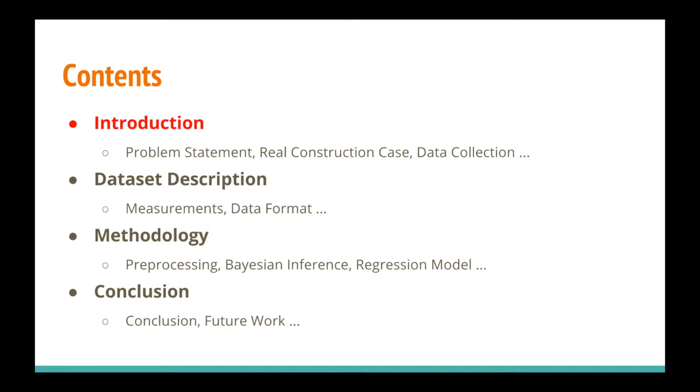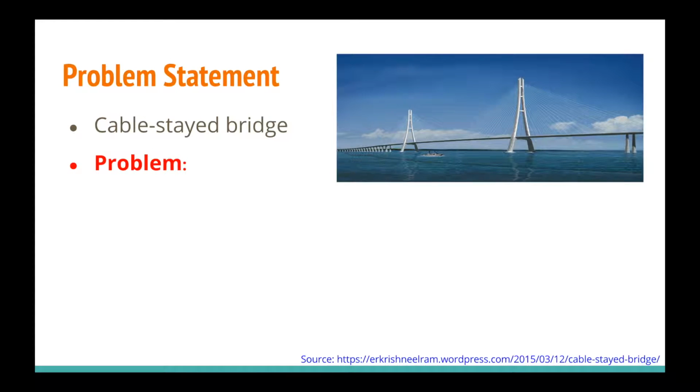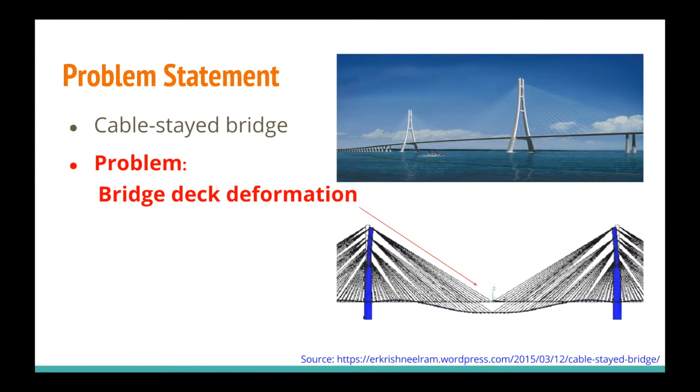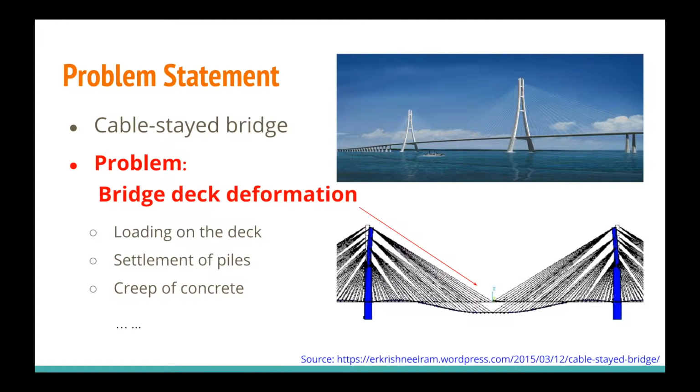So the first section is the introduction. Nowadays, cable stay bridge is a common bridge structure which has been widely used in bridge design. So here we're gonna discuss one of the structure health problems, the bridge stack deformation. As you can see in the picture, this is the deformation damage on a cable stayed bridge. And this damage can be caused by many factors, like loading on the deck, settlements of piles, creep of concrete, and so forth.